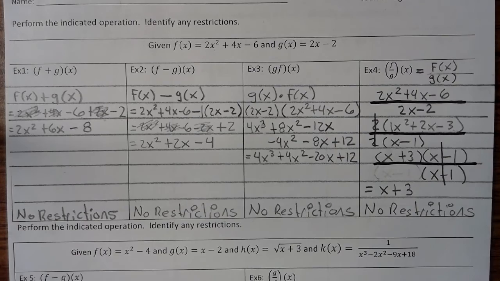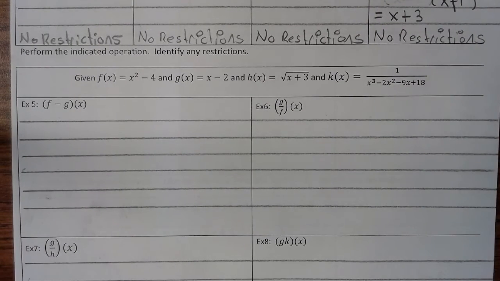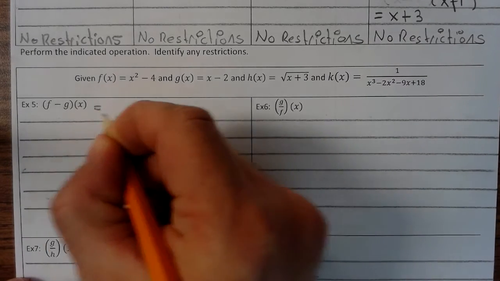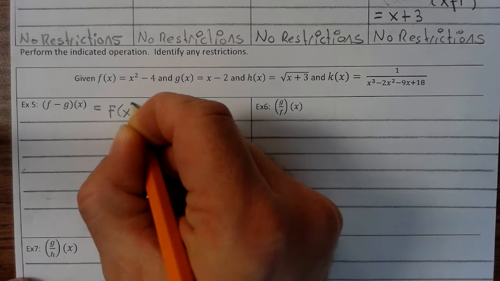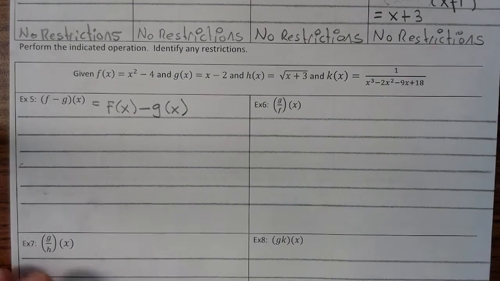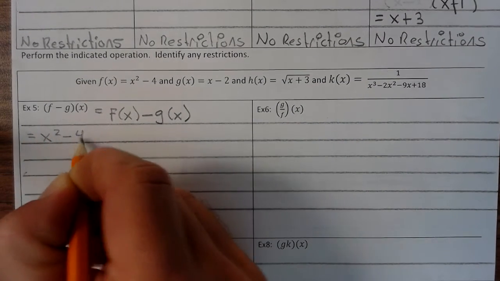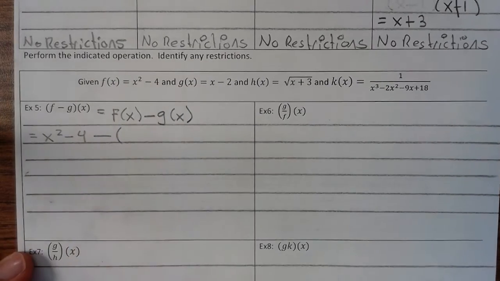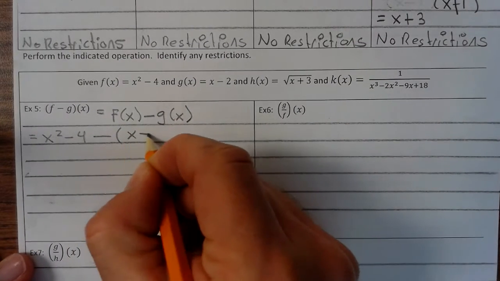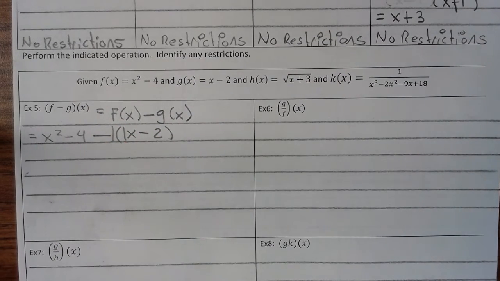All right, now let's take a look at example 5. Perform the indicated operation. Identify any restrictions. So we have f minus g of x. Well, we know that that is f of x minus g of x. Well, f of x is x squared minus 4 minus g of x, which is x minus 2. I'm going to put a 1 in front of the x and put a 1 in front of the parentheses.